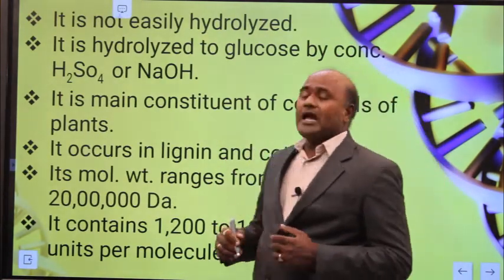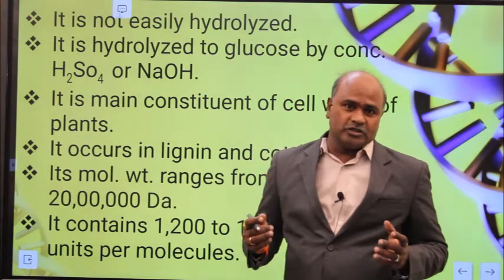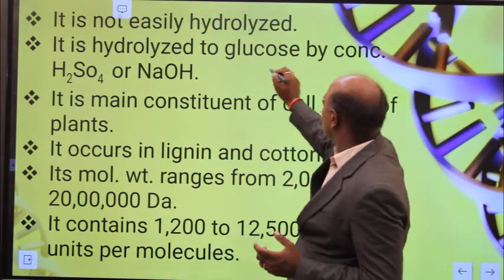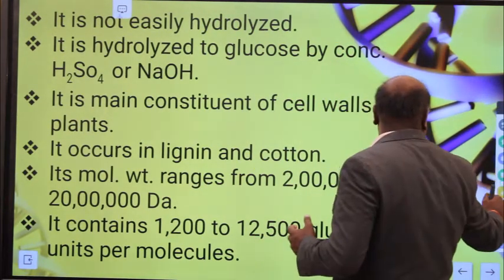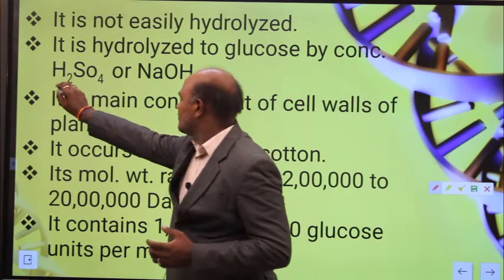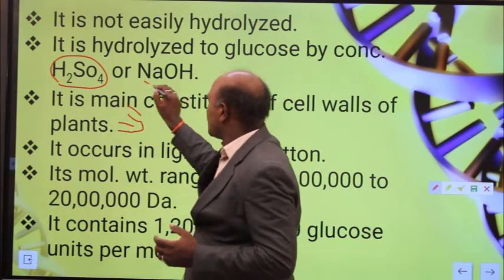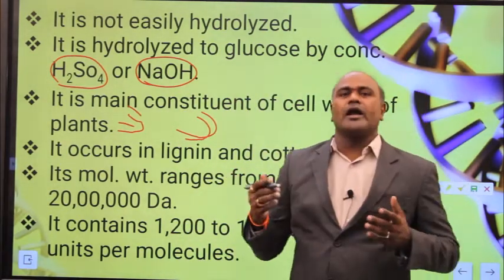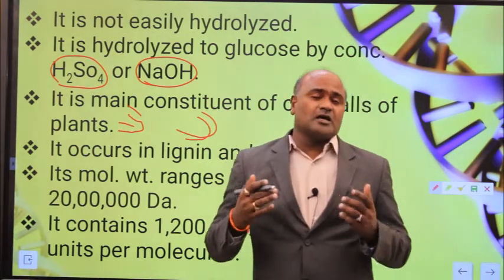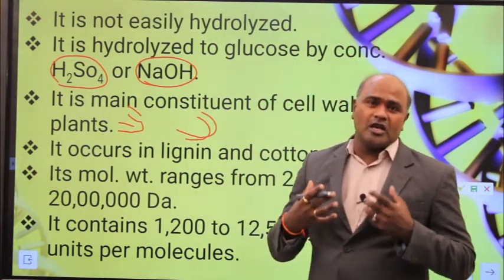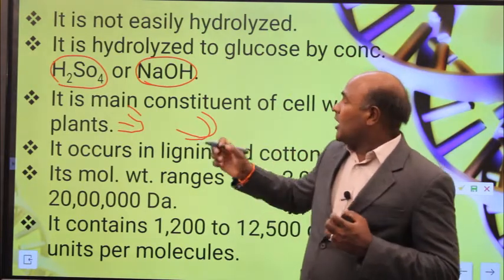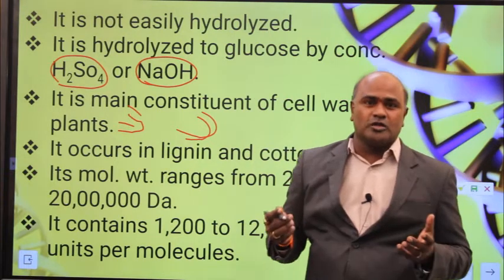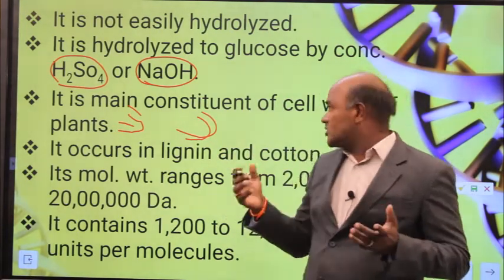It is not easily hydrolyzed. It is hydrolyzed to glucose by concentrated H2SO4. We need to use acid and NaOH, an alkaline solution, when we do the hydrolysis process. But it is not that easy, because cellulose is a very big molecule to break down. So it is hydrolyzed into glucose by concentrated H2SO4 and then NaOH. You need to use this.